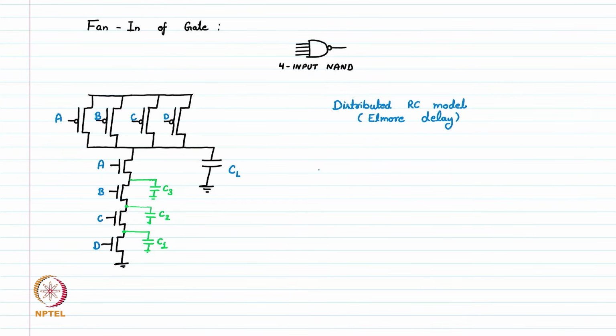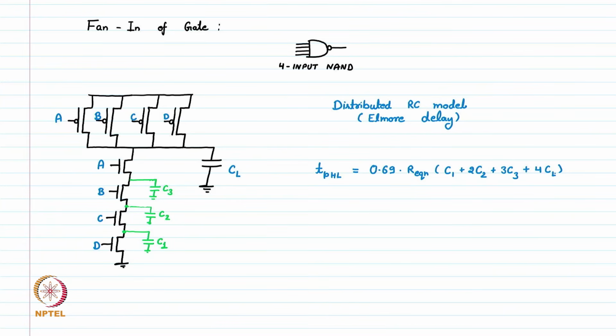In this particular case, we can write TPHL is nothing but 0.69 times R equivalent of N and C1 plus 2 times C2 plus 3 times C3 plus 4 times CL.